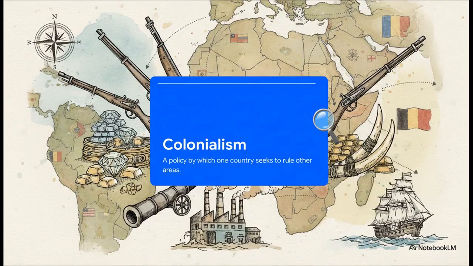And that brings us to our key term, colonialism. By the late 1800s, this policy was in full effect. European powers, armed with way better military tech, started what they called the scramble for Africa. It was this frantic race to grab territory, to control natural resources, and to dominate trade routes.